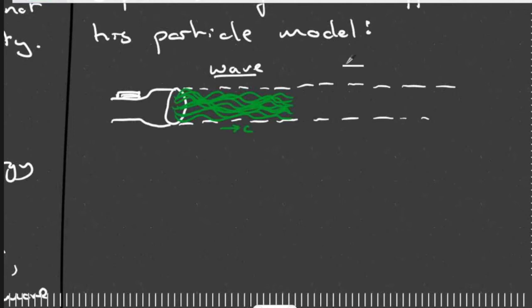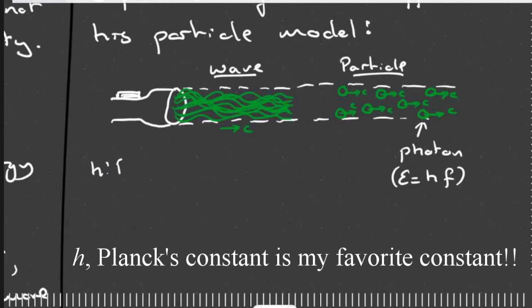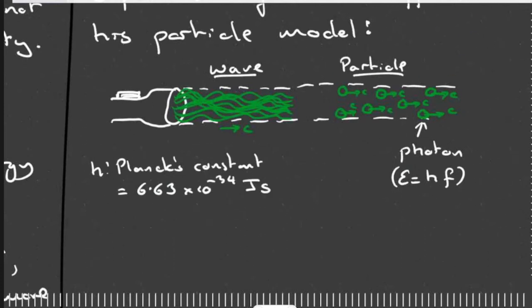The particle model was the new model. The particle model described an electromagnetic beam as a collection of particles, little lumps of electromagnetic energy, all traveling at the speed of light, of course, and these were called photons. The energy of a photon was given, according to Einstein, by an equation: energy equals hf. h is Planck's constant, and it equals 6.63 times 10 to the minus 34. Units are joule seconds. And f, as you might imagine, is the frequency.